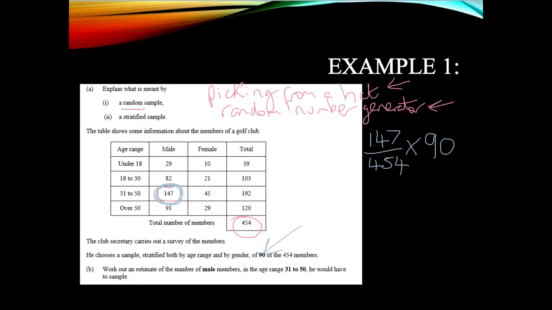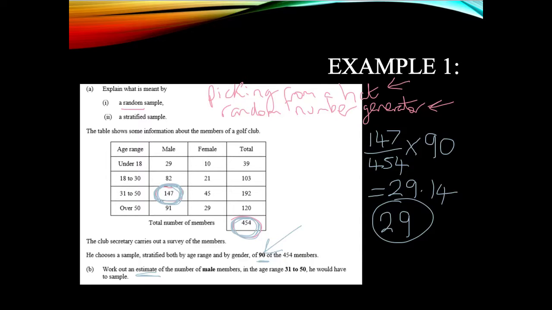We use our calculator for this, and when we do that we get an answer of 29.14. Now obviously we can't ask 29.14 people, but the question does say an estimate of the number of male members, so we can round this quite comfortably to 29. Now if we ask 29 people out of the 90, we will get the same kind of proportion as the total number of males out of the total number of people there are altogether from that age range.